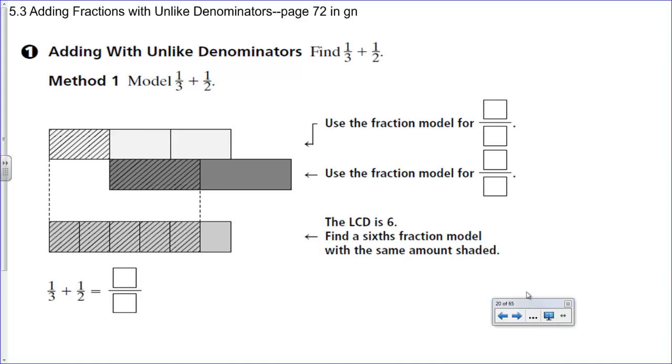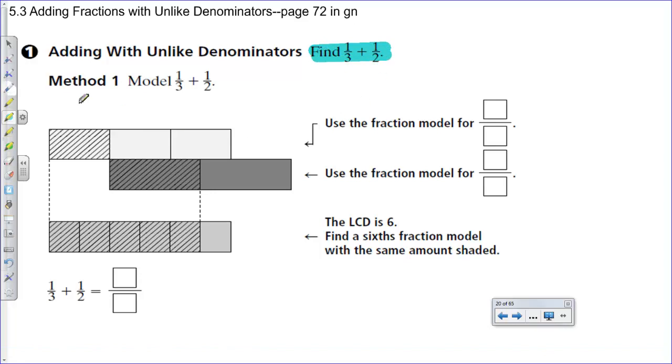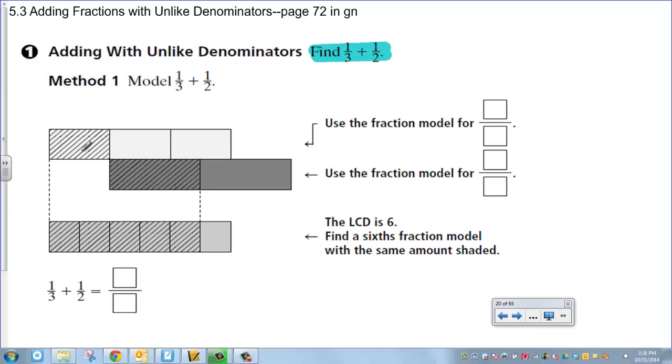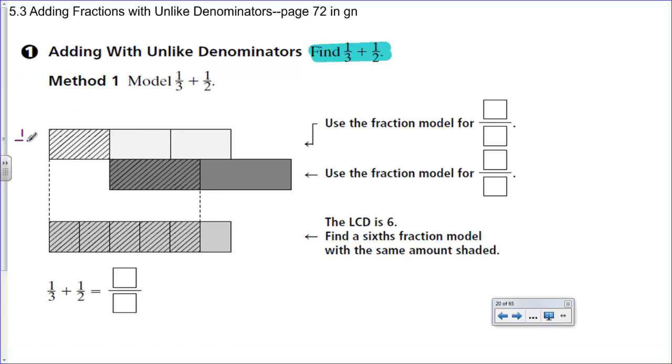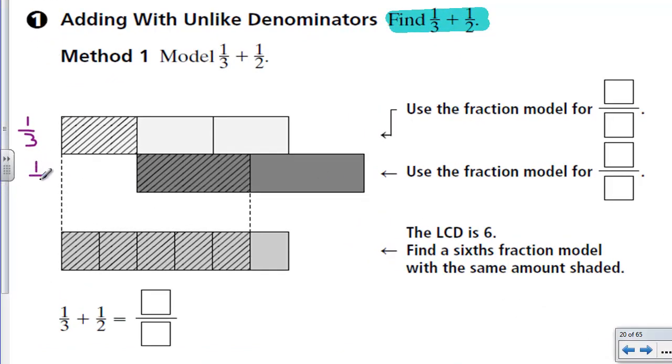Alright, the first thing we're going to do is visually look at what it means when I'm adding with unlike denominators. This is the problem: we're finding 1/3 plus 1/2. Our model is telling us that this right here is modeling 1/3, and this right here is modeling 1/2. Where 1/3 is shaded in, we want to know, when I have 1/3 of something and 1/2 of something, what is my total going to be?